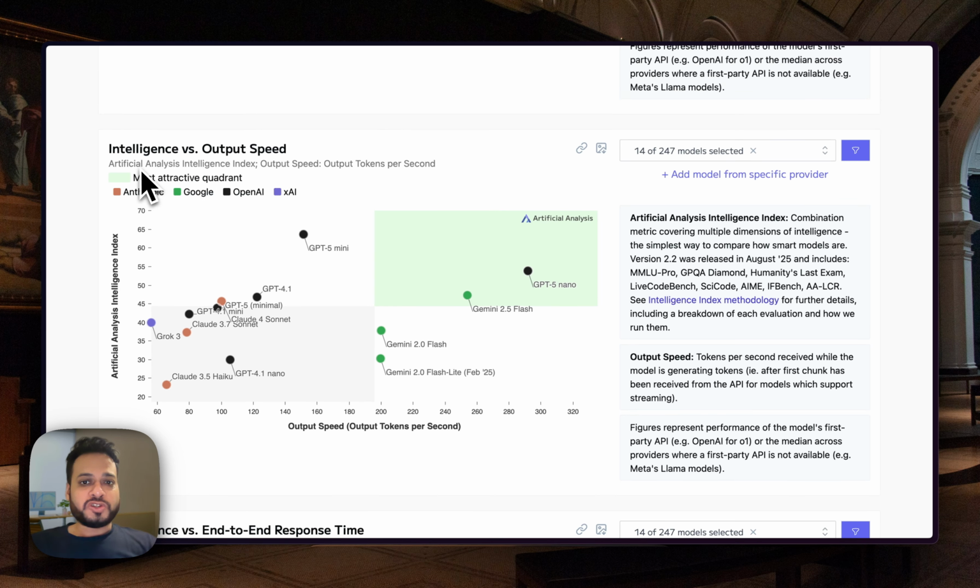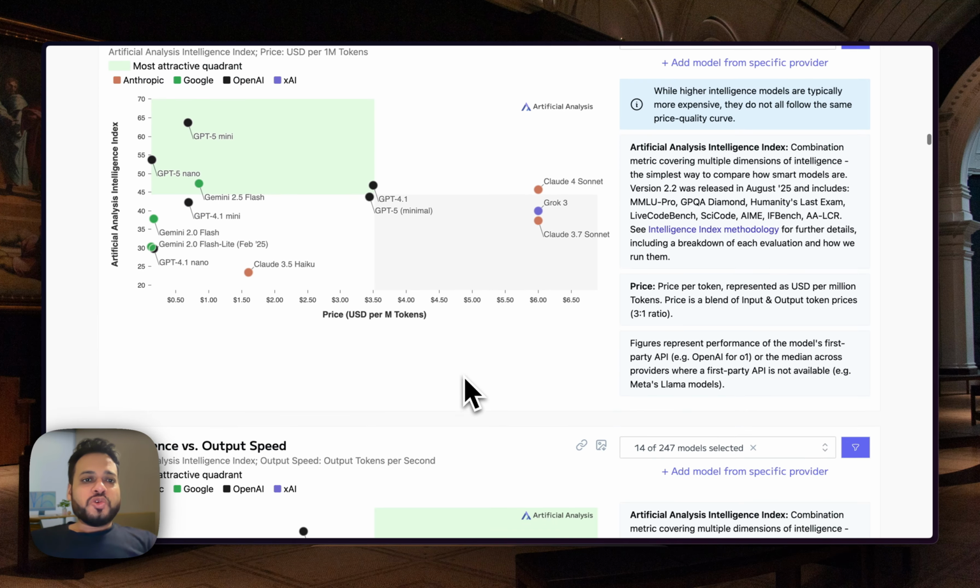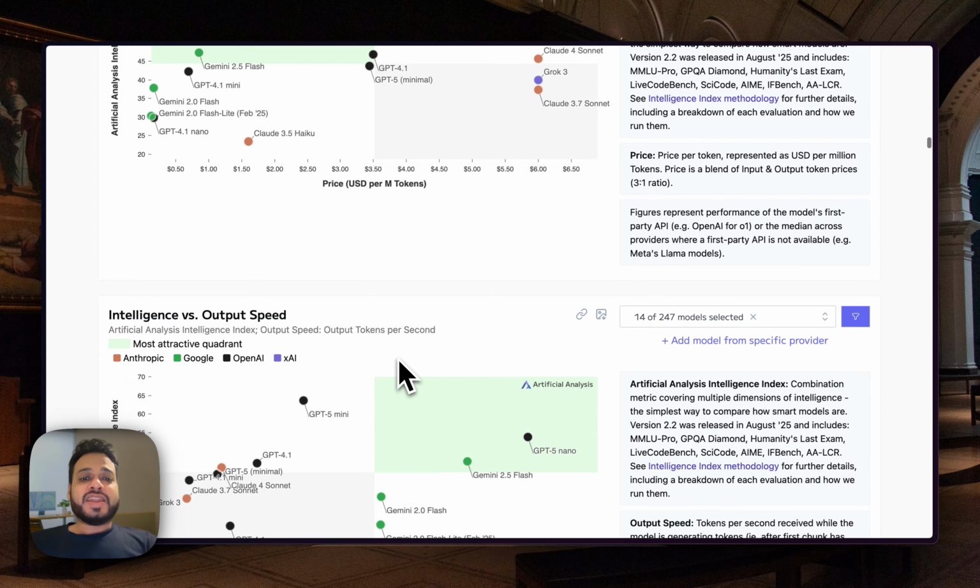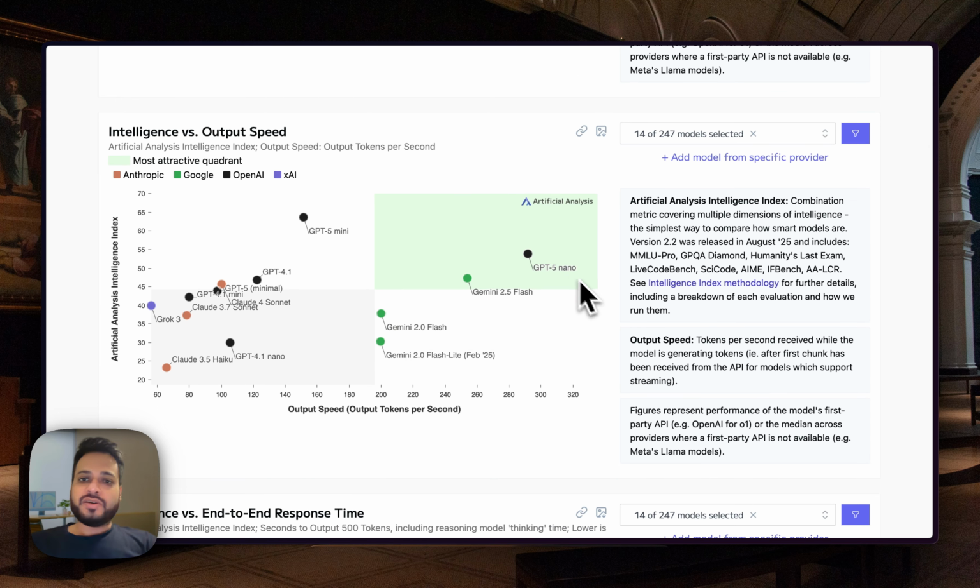So probably let's go past this. Intelligence versus output speed. This is important. And here GPT-5 Nano also kind of is in the green zone with Gemini Flash. 4.1 Nano is right here. And all the usual suspects are in this quadrant. So right now, so far, I think GPT-5 Nano is kind of winning in the things that we care about with VoiceAI agents.